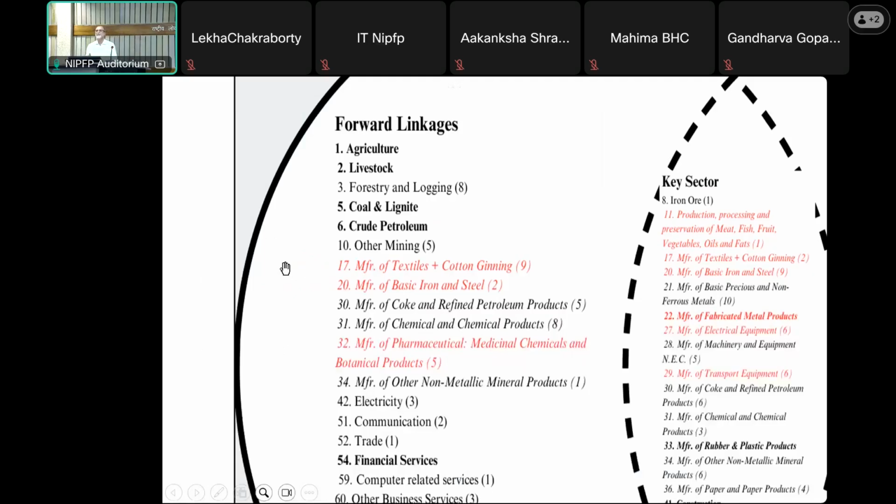which are forward linked. Agriculture and livestock are strongly forward linked sectors. What is shown in bold are those which show up as strongly forward linked in all the years. There are 11 years of data. So what is in bold means agriculture has strong forward linkages in all the 11 years that we have considered. But forestry and logging shows strong forward linkages only in 8 years. Coal and lignite will have strong forward linkages, and like that.